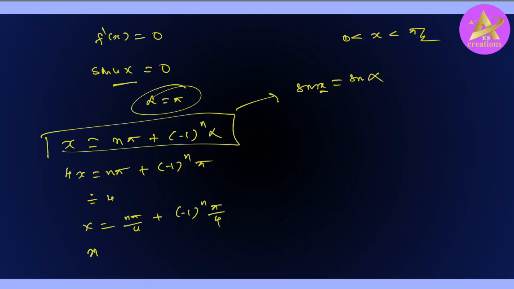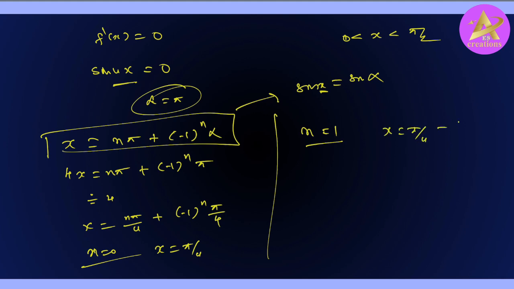That means if you take n is equal to 0, we get x equal to pi by 4, and n is equal to 1, we get x equal to pi by 4 minus pi by 4 equal to 0. That means 0 is not included in this set, and there is only one point, that is x equal to pi by 4. Pi by 4 is 45 degree. Yes, 45 degree is present in this interval. Pi by 2 is 90 degree, 45 is in this interval only. The point is x equal to pi by 4 only.